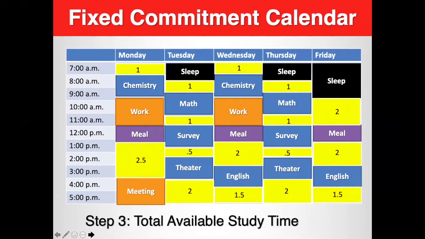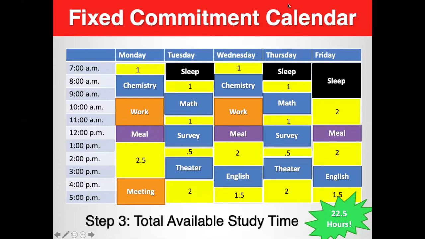The third step of creating a fixed commitment calendar is totaling up that available study time. Although this particular schedule seems somewhat overwhelming initially, after totaling up the available time, we notice there's actually 22 and a half hours of available time to study, for personal time, or for homework. This format can be applied to online tools such as Google Calendar, Google Keep, Trello, and your Buckeye Mail calendar.